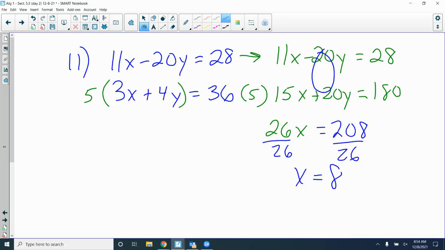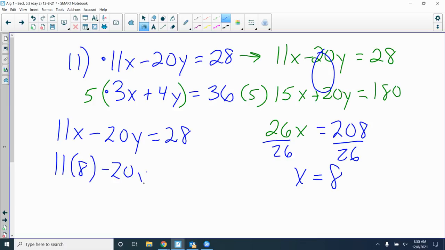Lindsay, what do I do now? We got x equals 8. I need to get y. What do you want to do? Plug that in. Okay, I choose one of these two right here in the blue. Top one? All right. So we got 11x minus 20y equals 28. Go ahead. Tell me what to do. What are we plugging in? The 8 for the x. So instead of 11 times x, it's 11 times 8, right? Okay, go.